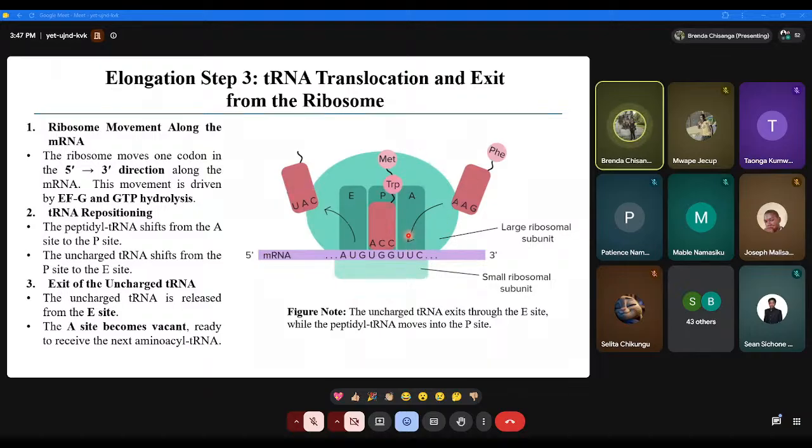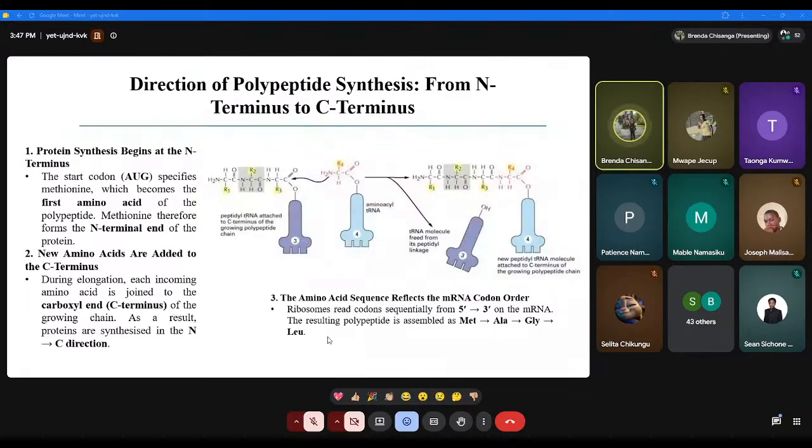And again, there will be a peptide bond that will be formed between this polypeptide chain at this point carrying 2 amino acids with the amino acid in the tRNA in the A site. And there will be a transfer of this dipeptide to this amino acid. And again, there will be translocation. And the process will keep on repeating itself.